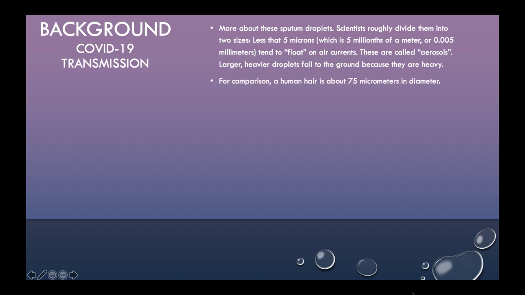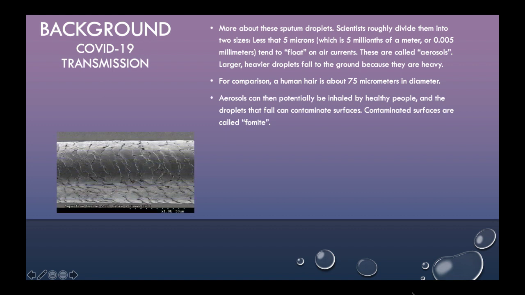For comparison, a human hair is about 75 micrometers in diameter. Aerosols can then potentially be inhaled by healthy people, and the droplets that fall can contaminate surfaces. Contaminated surfaces are called fomite.